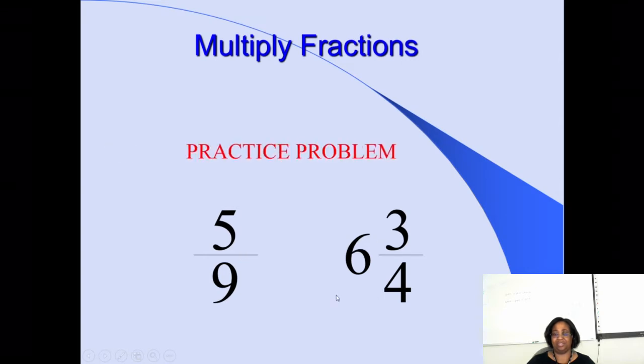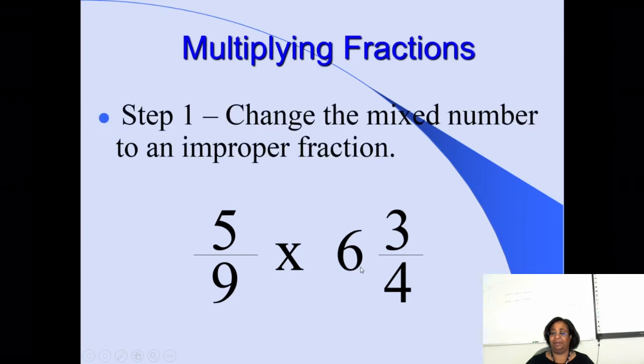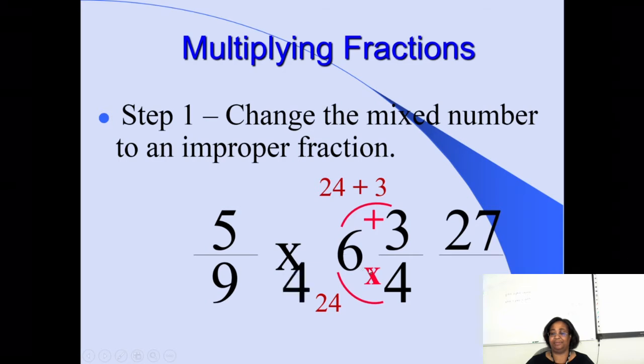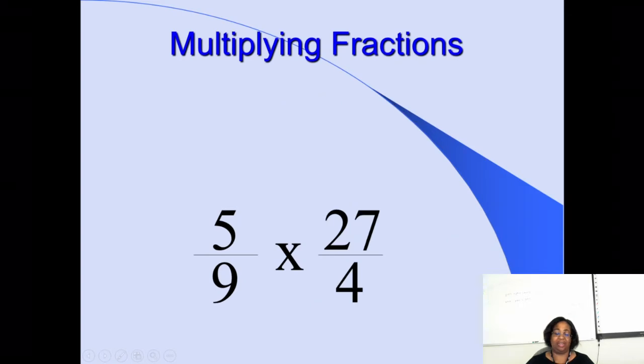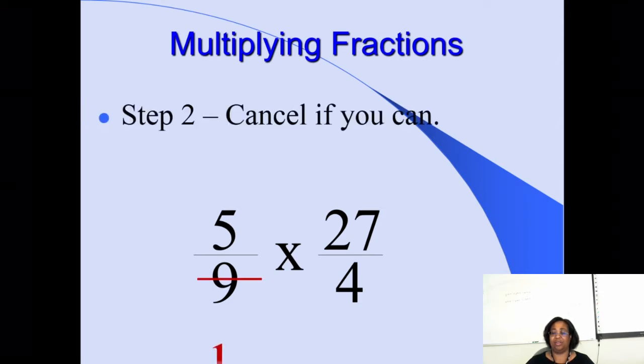What should I do first in this problem? Okay. And what is the improper fraction for 6 and 3/4? 4 times 6 is 24, plus 3 is 27. Keep the same denominator, which is 4. So 27/4. You keep the same denominator. I'm going to just rewrite it. Can I cancel? By what factor? By 9. 9 goes into 9 once, and 9 goes into 27 3 times.